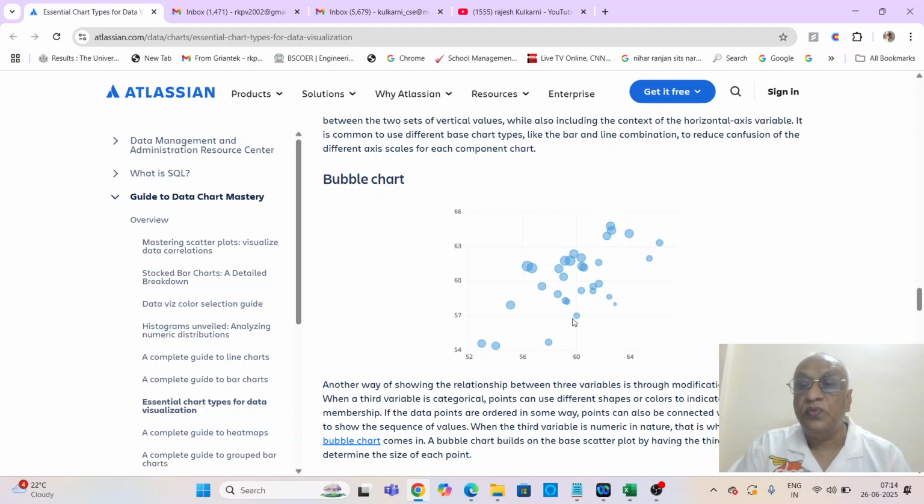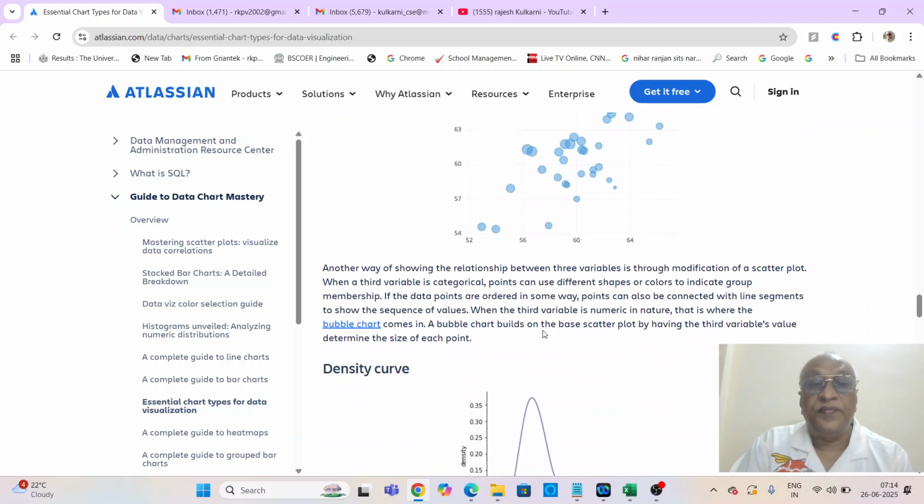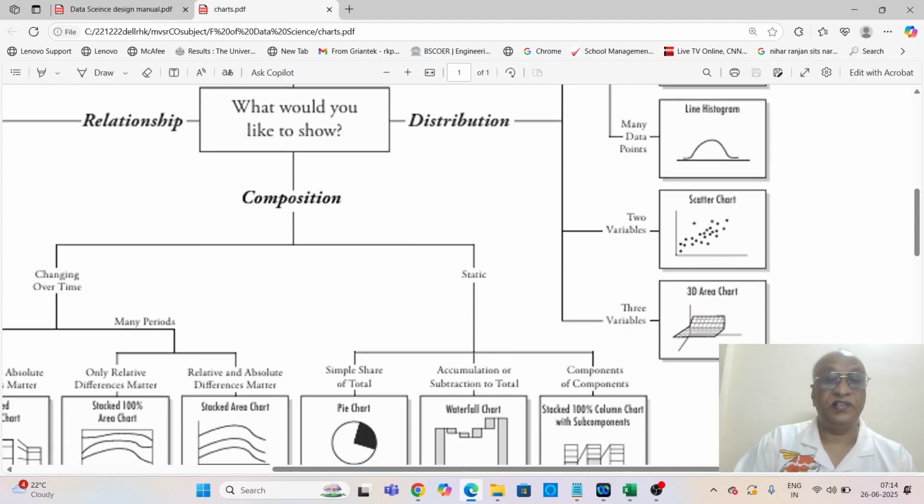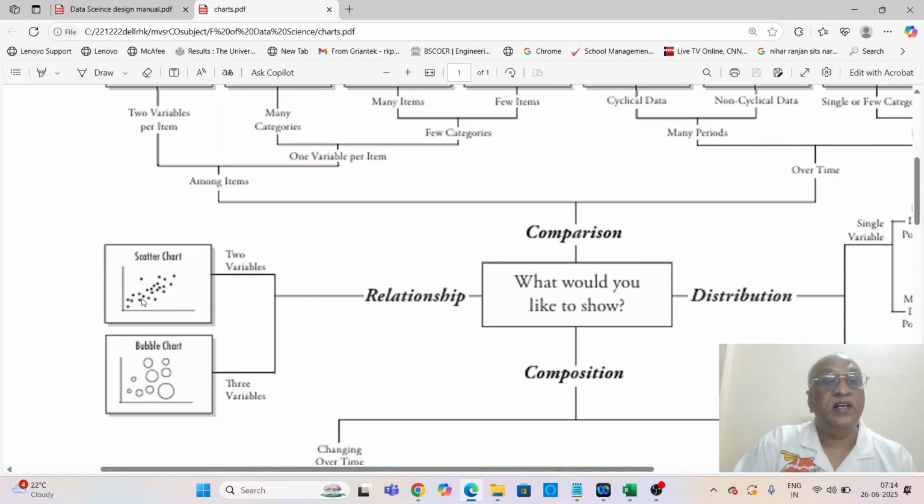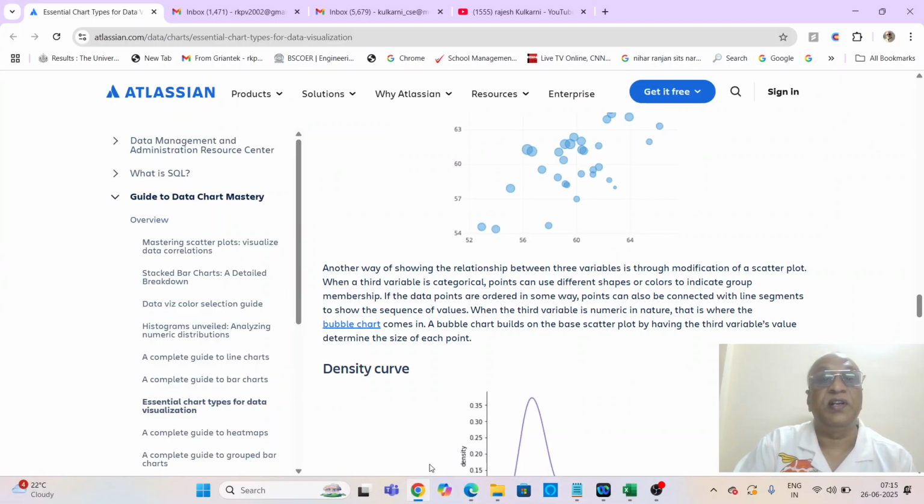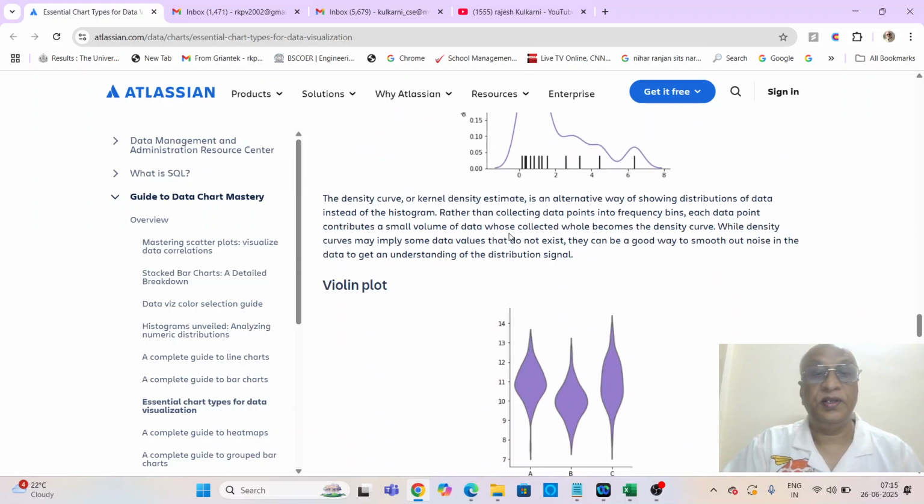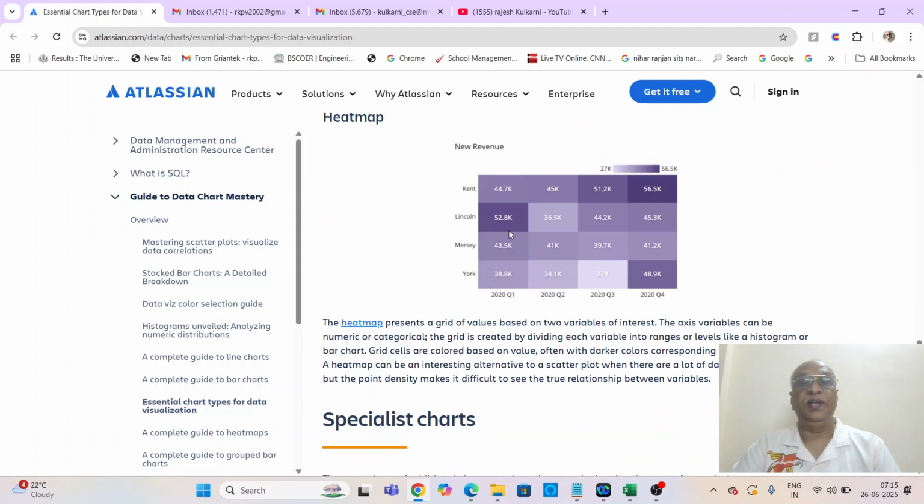Again, they are similar to scatter plots, but you are seeing the sizes are bigger. Usually I had mentioned in this plot what a scatter chart is, why it is used, that kind of thing, right? And while mentioning the scatter chart, I had said that it shows the relationship between two variables. But if it is a bubble chart, it will show the relationship between three variables. Skip this, skip this. This is the heat map.